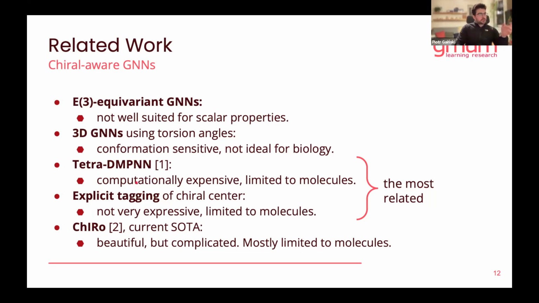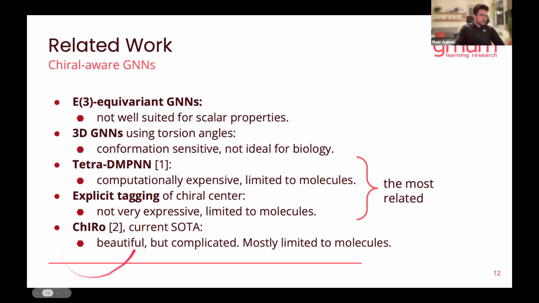Okay, so then you have a method which is kind of related to our method. It's called Tetra-DMPNN. I don't know the name of the paper. It's referenced in the presentation, so we can look at that then. It also has some drawbacks. It's computationally expensive and only limited to molecules because it also uses the chiral tag. And the second one, which we talked about just a while ago, is explicit tagging of a chiral center. But this one is also not very expressive and only limited to molecules. We will talk about this later.